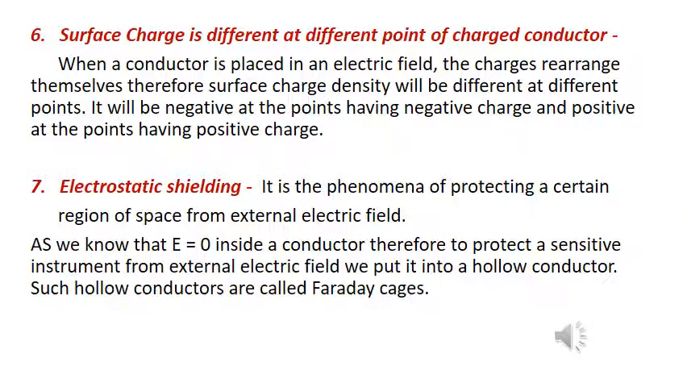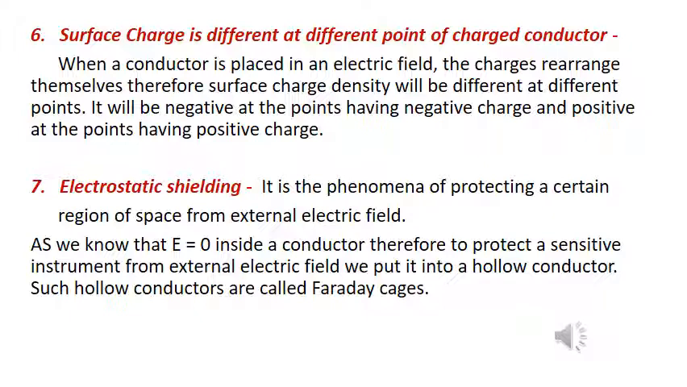The sixth point is that surface charge is different at different points of a charged conductor. When a conductor is placed in an electric field, the charges rearrange themselves. Therefore, surface charge density will be different at different points. It will be negative at the points having negative charge and positive at the points having positive charge. In this way, the surface charges are different at different points of the conductor.